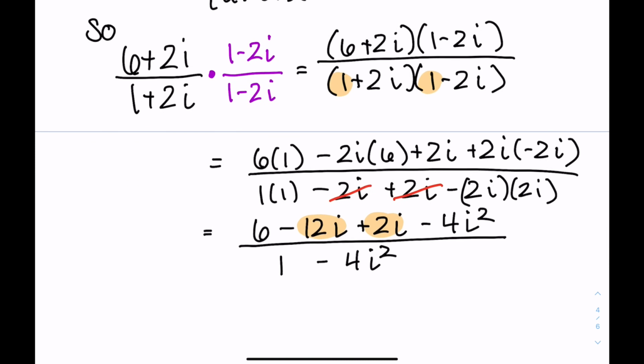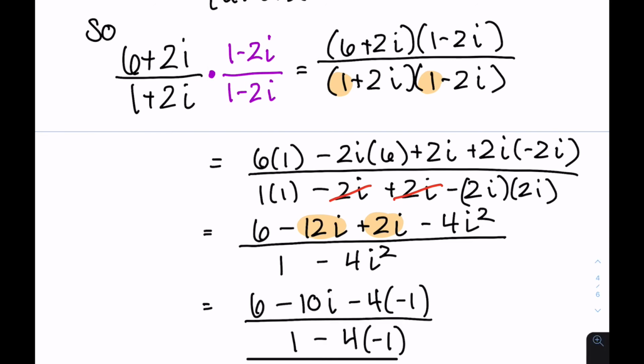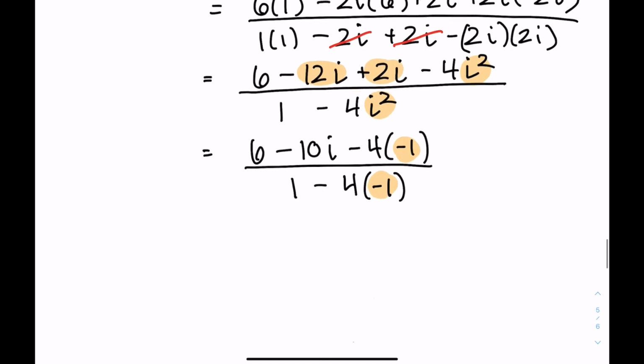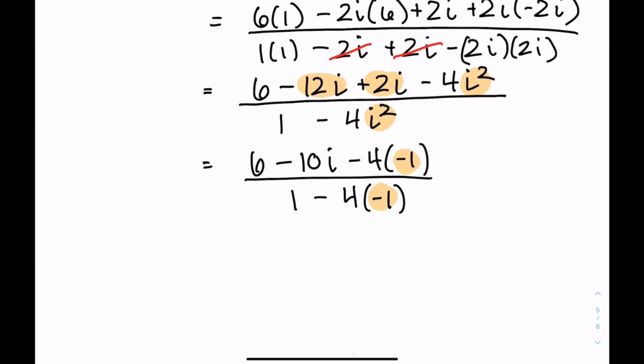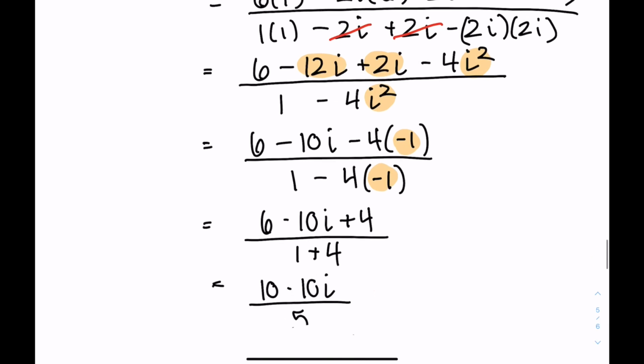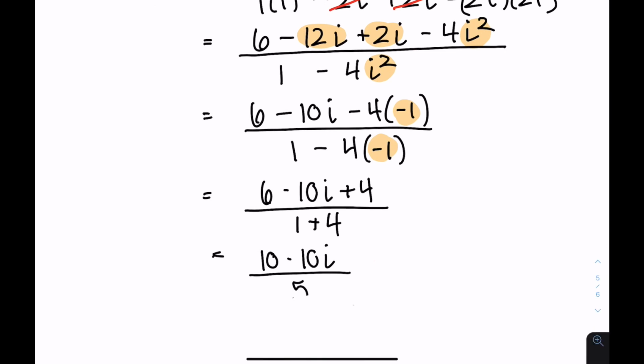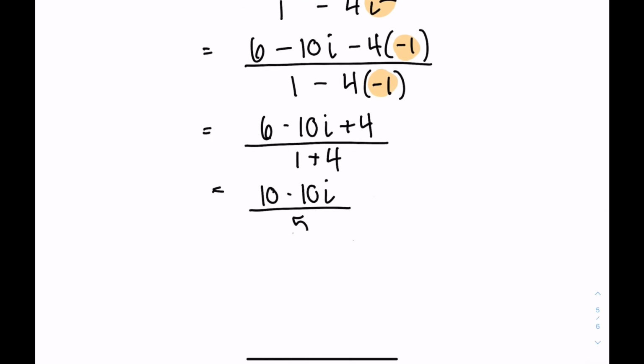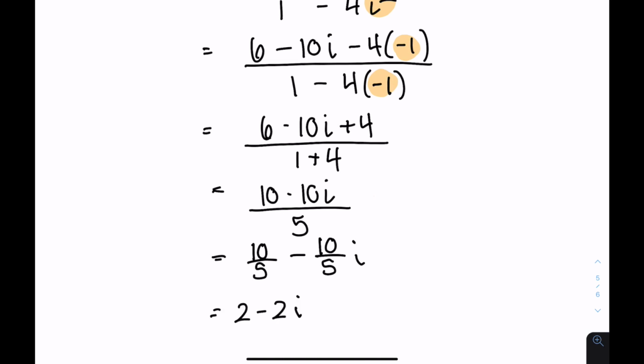Then we can also group our like pieces. So I can combine the negative 12i and 2i. And then i squared itself is negative 1, so both of these i squareds will become negative 1. Then it's a matter of simplifying, combining the real parts. So I can add the 6 and the 4 together to get 10. And in the bottom we get 5. But we need to make sure this thing's in standard form. So I need to separate it into 2 individual fractions. So you get 10 over 5 minus 10 over 5i. Or really, that's just 2 minus 2i. So this is in standard form.